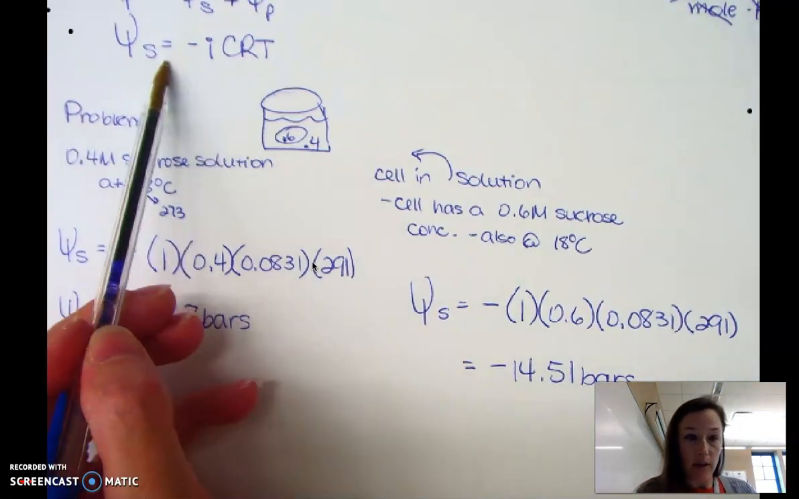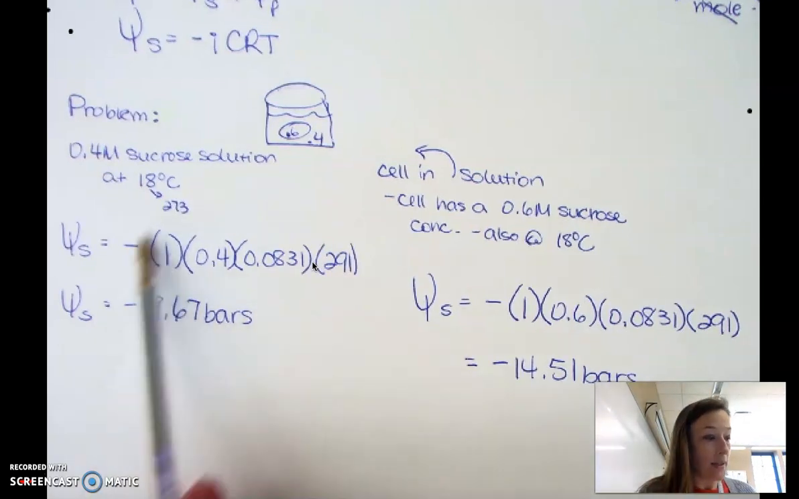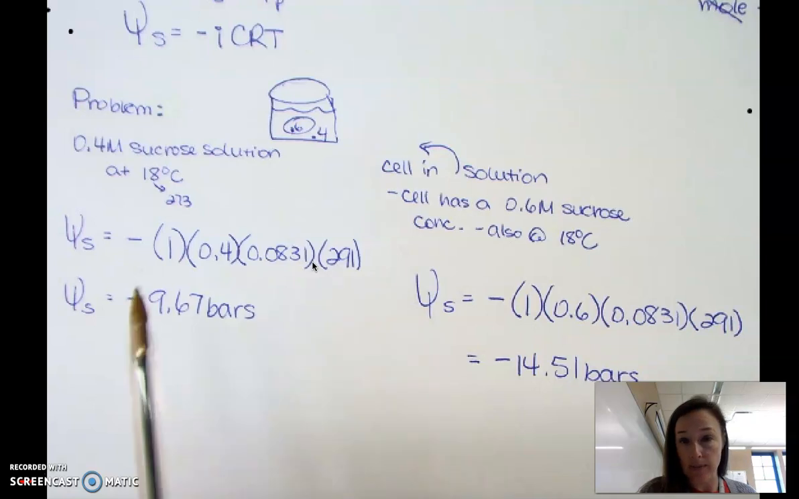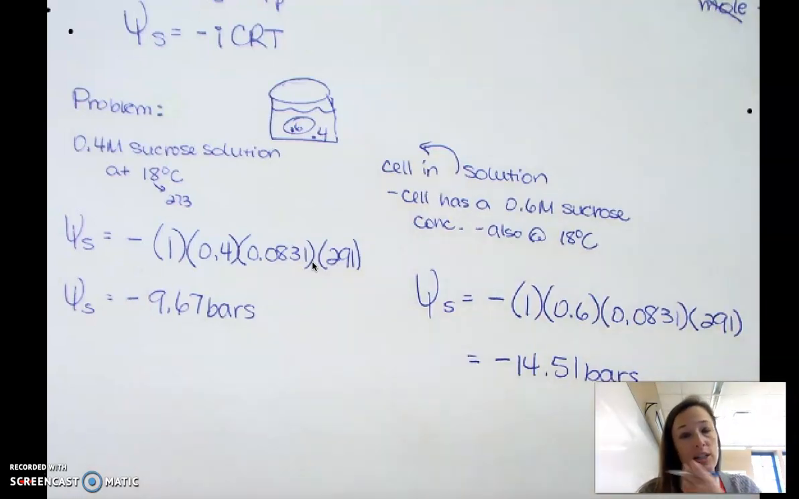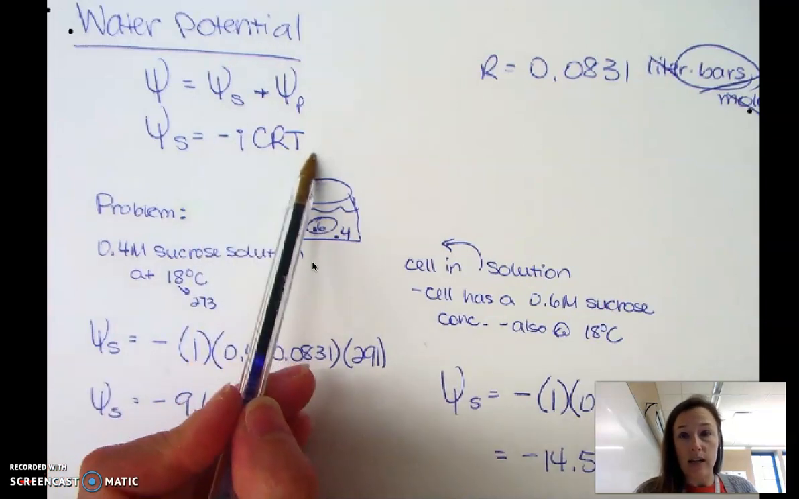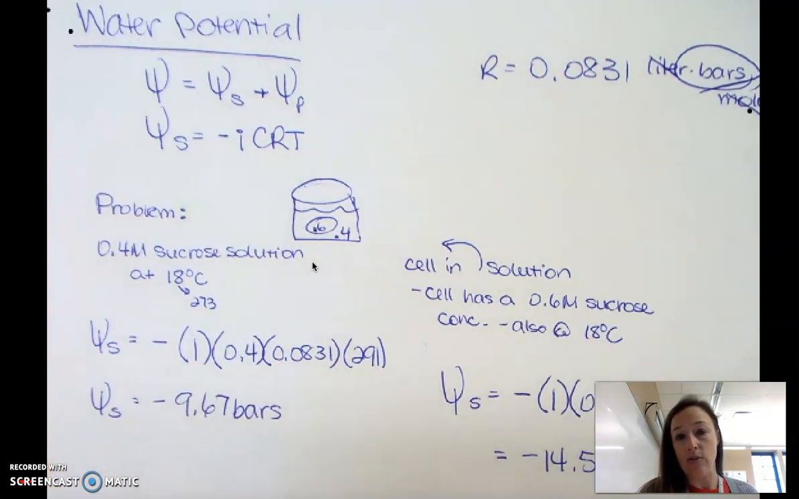Okay, so it says I can calculate solute potential when given the formula. So here's the formula, and this is how you calculate it. You'll be given everything. The only thing you might have to do is convert your temperature to Kelvin. On the formula sheet it gives you both of these formulas. It tells you what all of these stand for, and it even tells you to add the 273 to Celsius to get Kelvin. So it reminds you to do that.